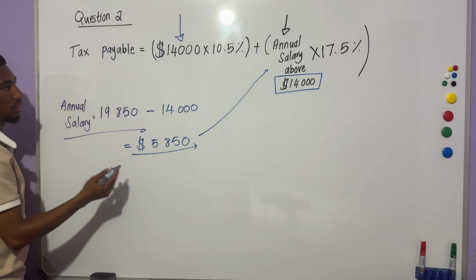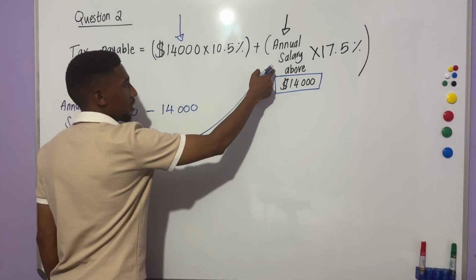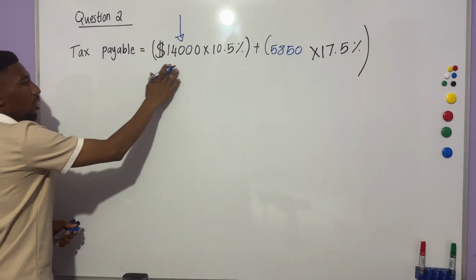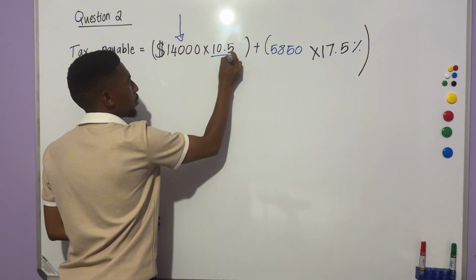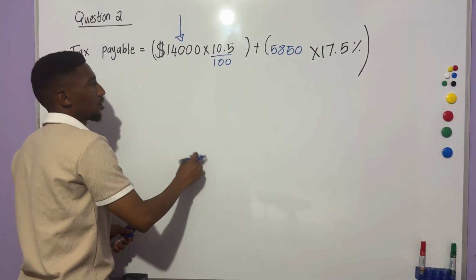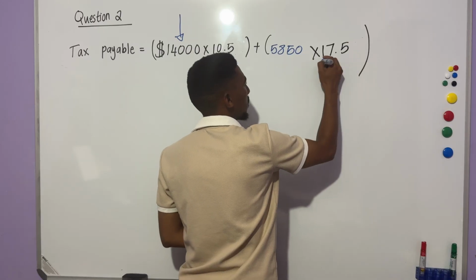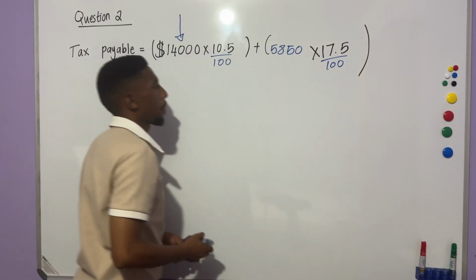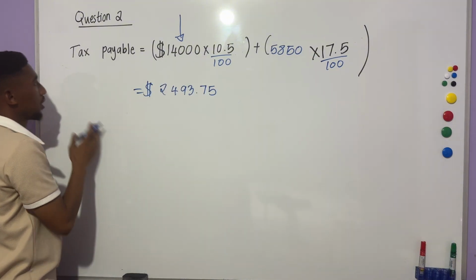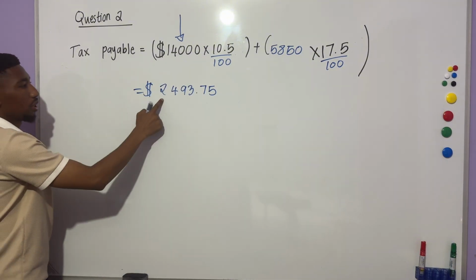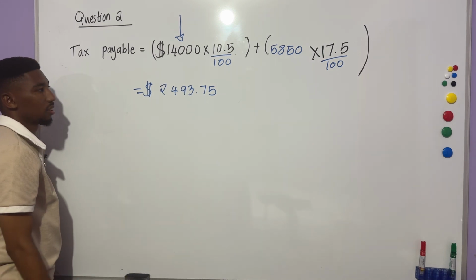So, to find the tax payable, you're going to substitute this in here. So we have 14,000 times 10.5%. Instead of percent, I'm just going to put over 100 over there. And 5,850 times 17.5%. Again, when it's percent, we need to divide it by 100. Now we simply put that into our calculator, and the tax payable would be 2,493 Rand 75 cents.